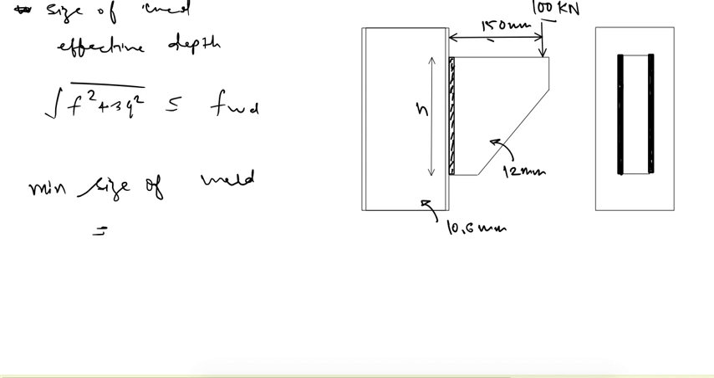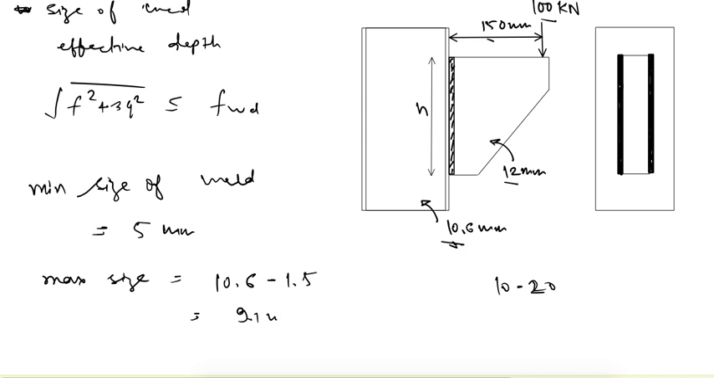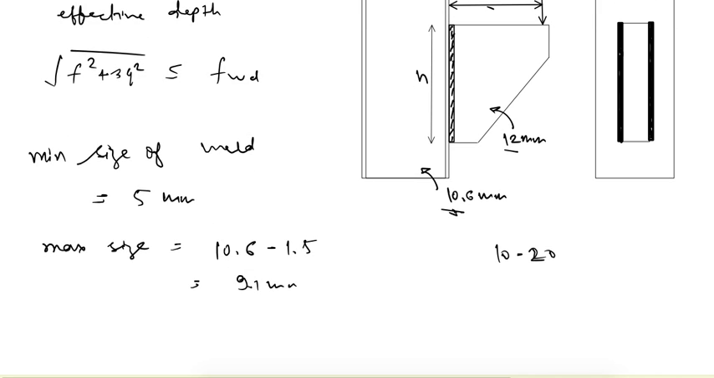So what are the sizes of the plates here? 10.6 and 12 mm. So for 10 to 20 mm the size is the same, that is, the minimum size is 5 mm. Now the maximum size is governed by the minimum thickness of the plate, that is 10.6 mm. So the maximum size would be 10.6 minus 1.5, that is equal to 9.1 mm. Now we can take anywhere between 5 and 9.1.